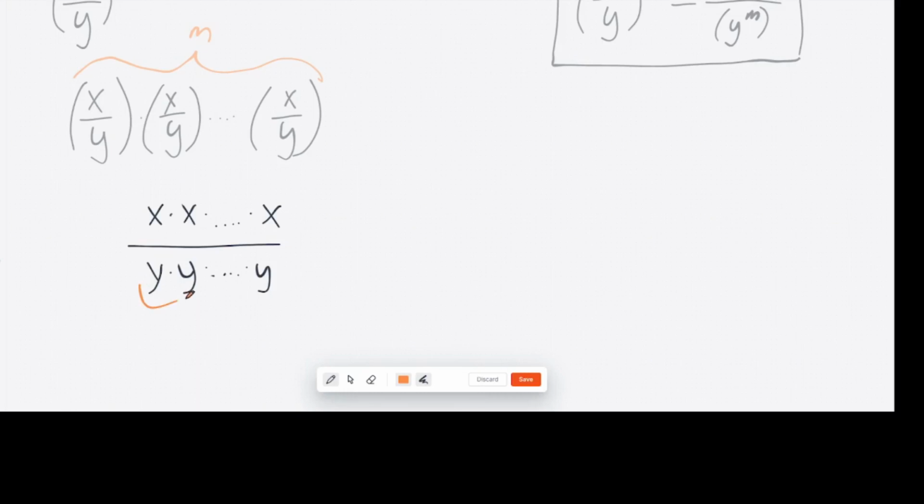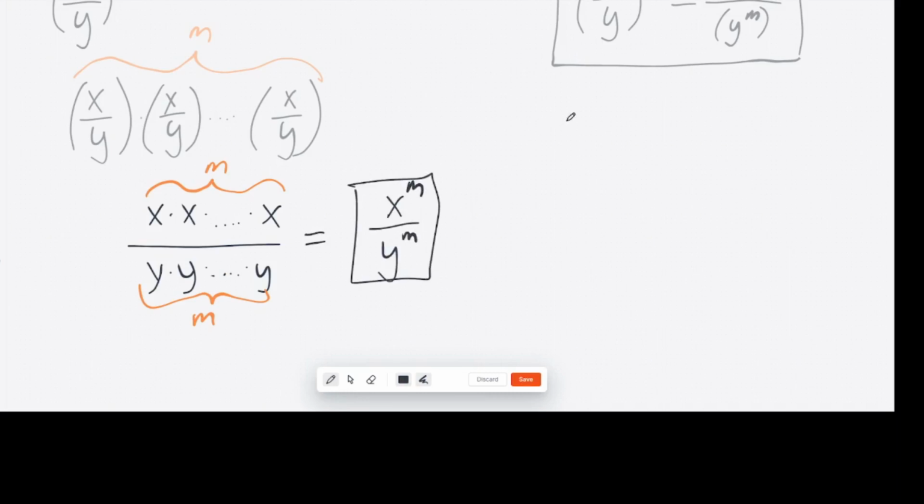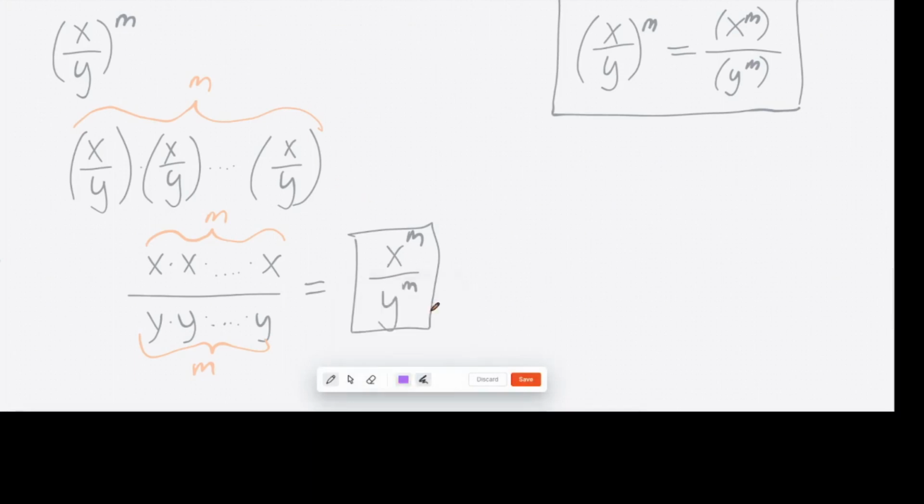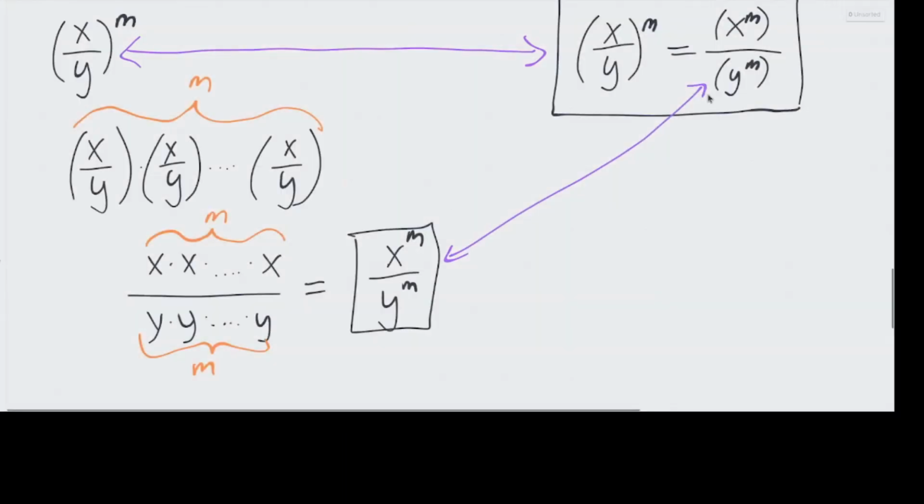Again, we don't know exactly how many x's or y's are in the numerator or denominator, but we know that there are m in both of them. Hopefully it's clear why this would be x to the mth power, and this will be y to the mth power. So you can see we get to the same result when we do it this way, and this is what the property originally showed. We started off with the left-hand side of the equation, and just by writing out the multiplication with exponents, we ended up on the right side of the equation, which shows that this is really true.